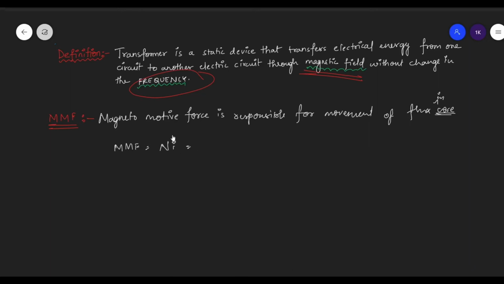This is a formula, and in some other books you can find it as H into L, where N is equal to number of turns. I mean, on the core, how many turns you are winding, that represents this N value, that is number of turns, and I, small I, is the current flowing through those turns.